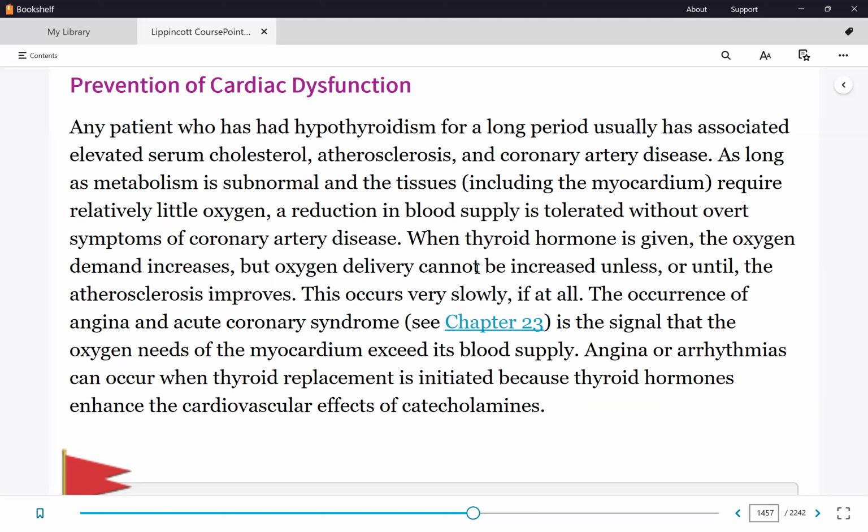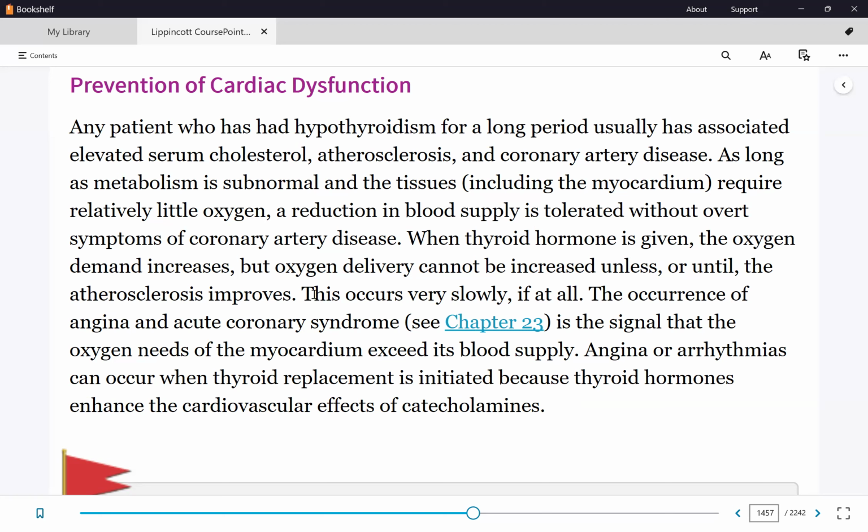This may result in possibly a heart attack or severe increases in heart rate. Okay, so we're worried about cardiac function with regard to thyroid hormones. Are we clear? Okay, so it has to be slow. And any changes, whether we increase or decrease the dose, it has to be slow.